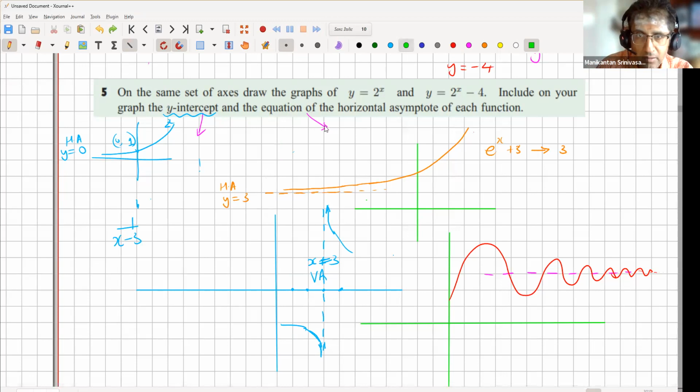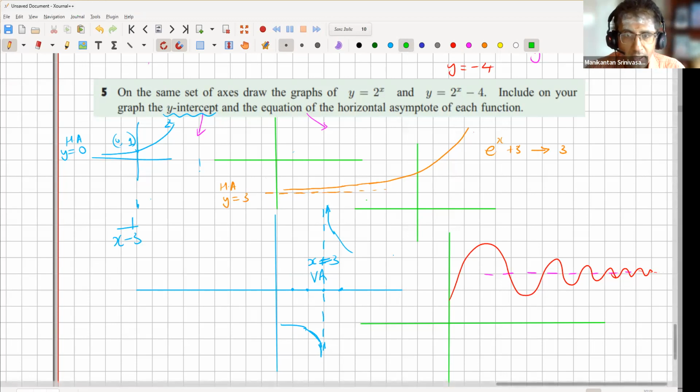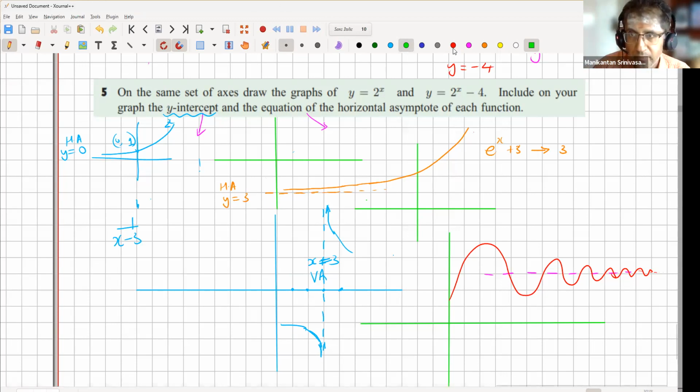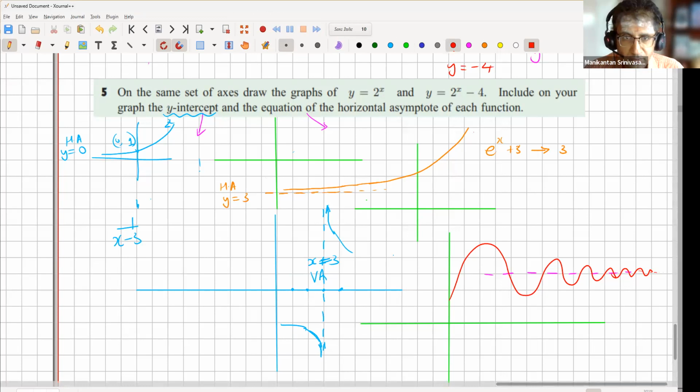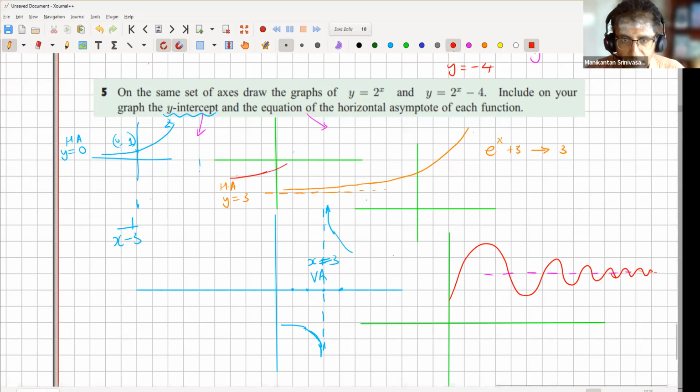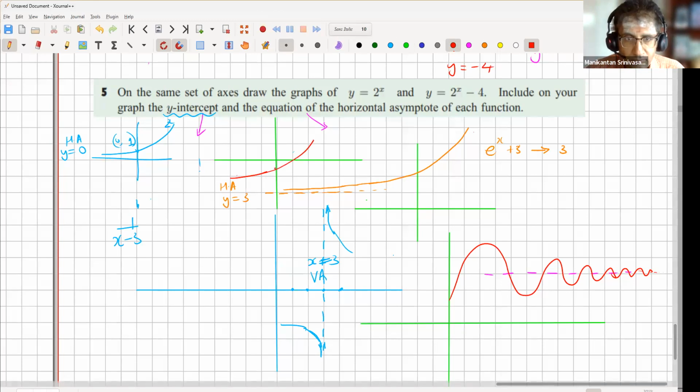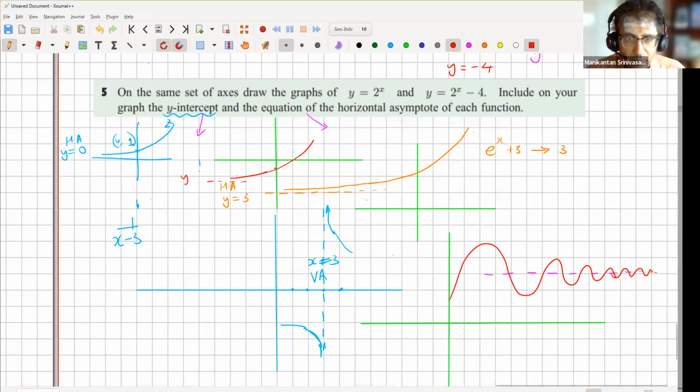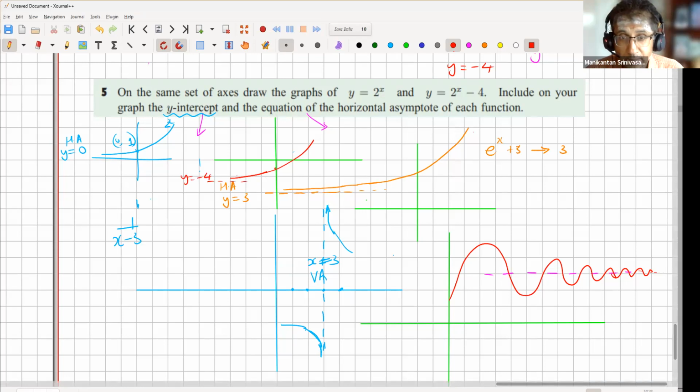right. So axis like this. So 2 power x minus 4, right? 2 power x minus 4. So it will go below like this. And then what will this thing be? X intercept, sorry, y intercept.